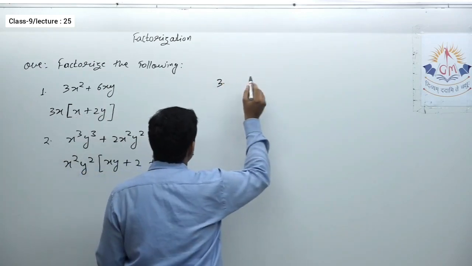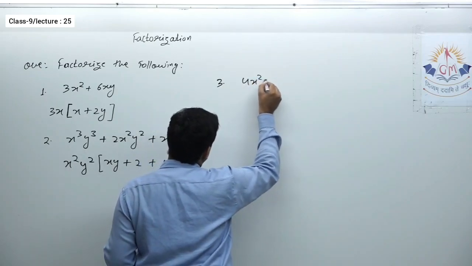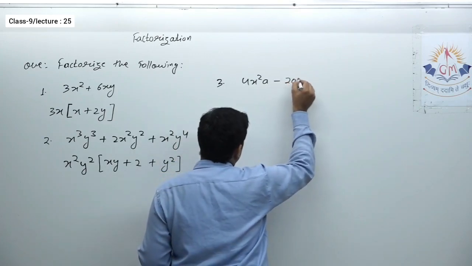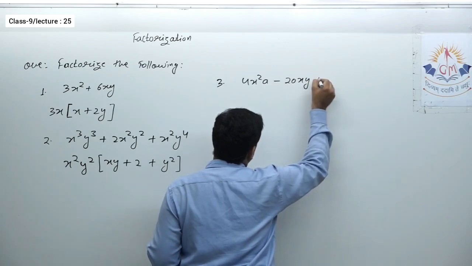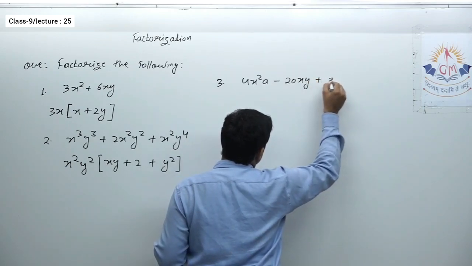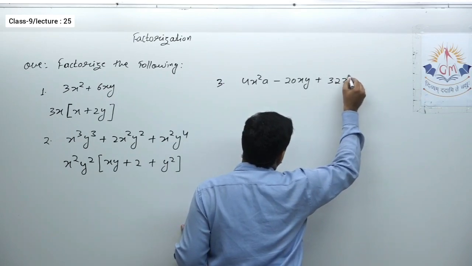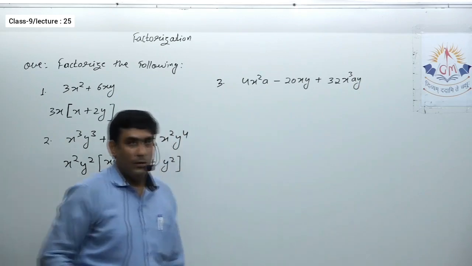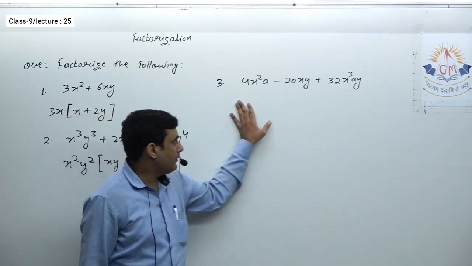Now let us take one more example. 4x square minus 20xy plus 32x cube ay. Okay, so now again we have to factorize this.